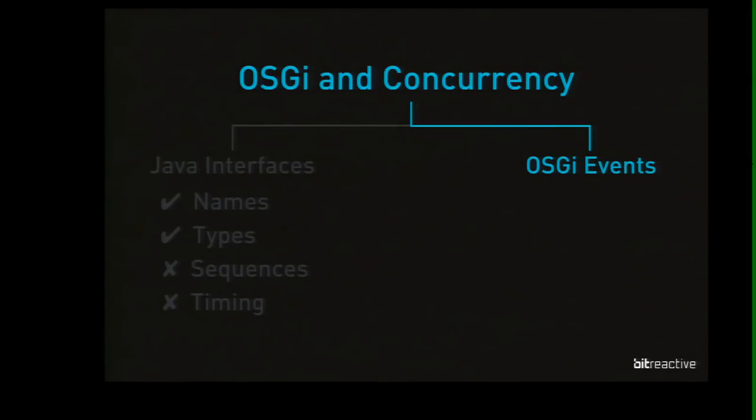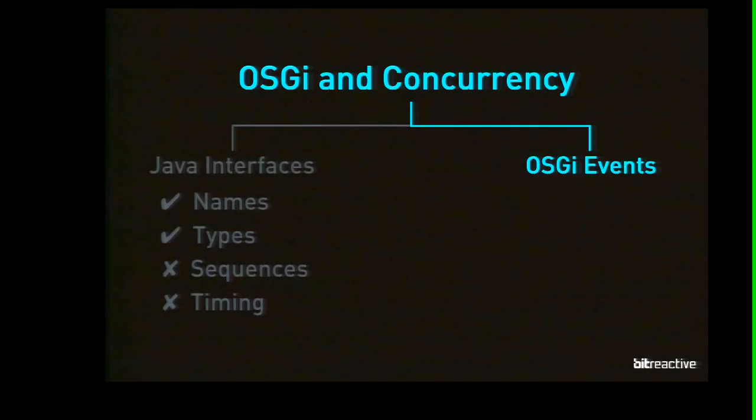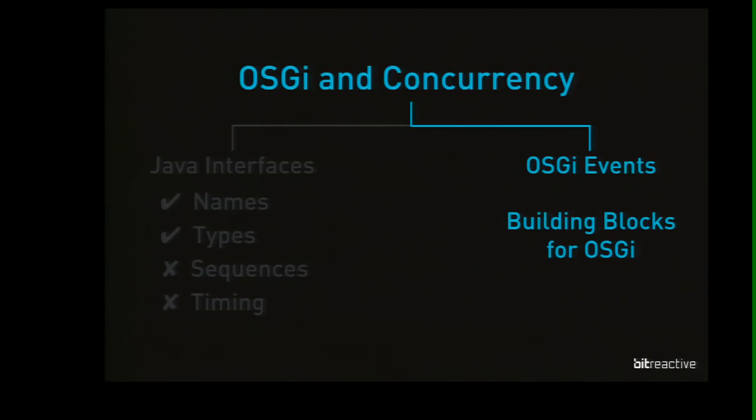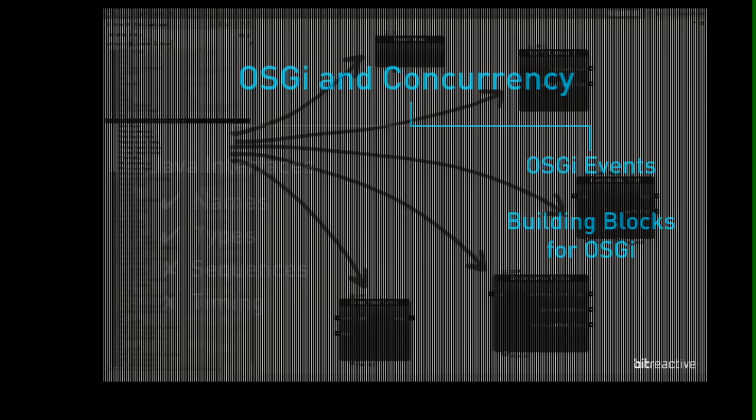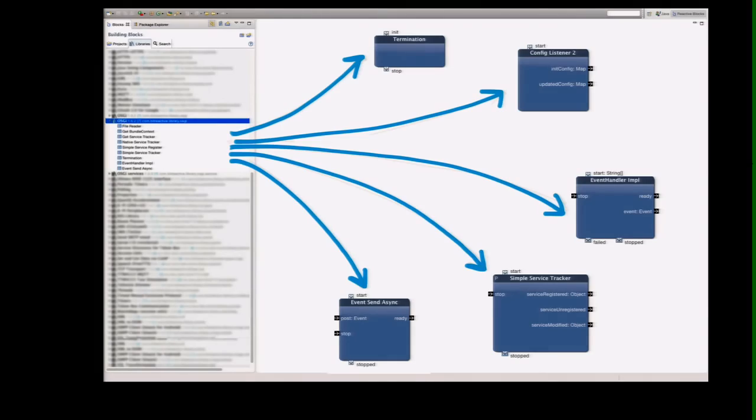Okay, the other point was the OSGi events that have a dependency between concurrency and OSGi. And I told you that OSGi in itself, by managing modularity, creates events that can interfere with the events of our application. And what can we do with that? Well, we can create building blocks for OSGi. So the framework itself gets represented by special building blocks.